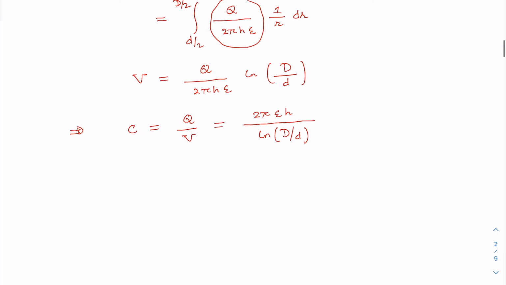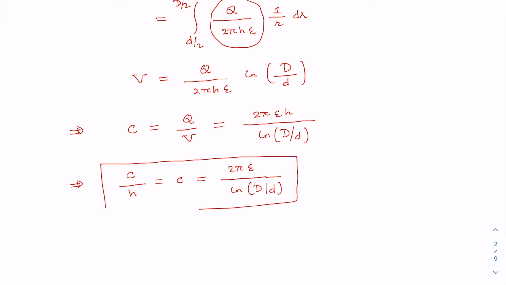Now what about the capacitance per unit length? That would be capital C by h. So I can write it as small c, the capacitance per unit length. That would be 2 pi epsilon divided by logarithm of capital D by small d. So this is what we have, the capacitance per unit length of the coaxial cable.